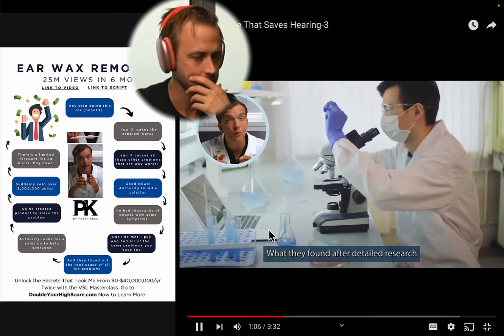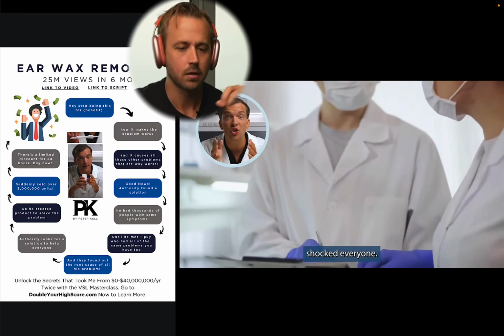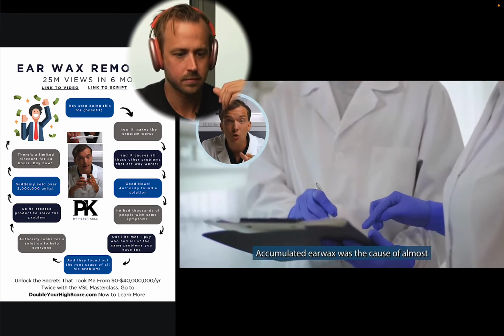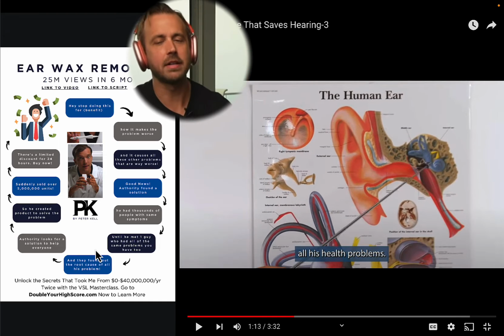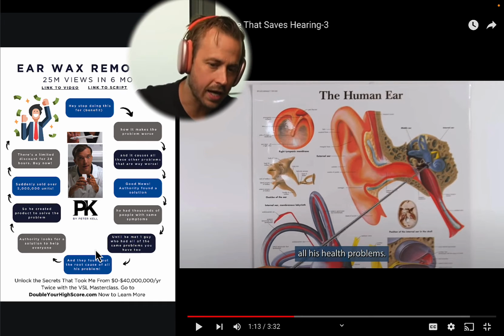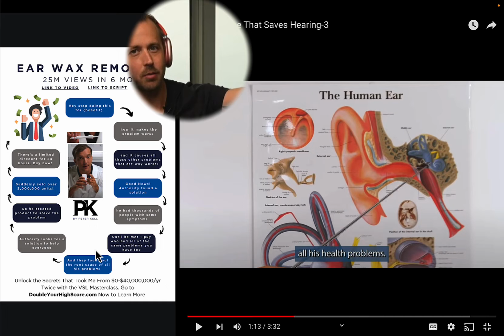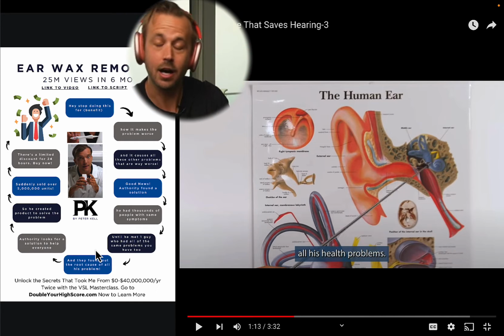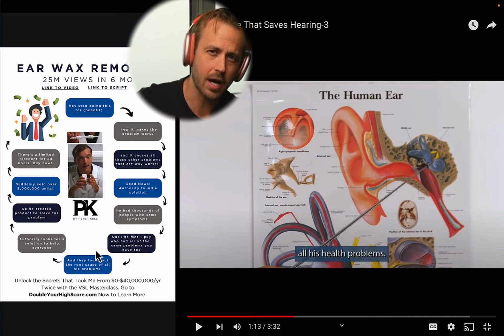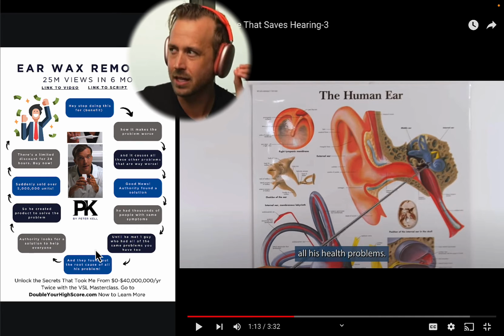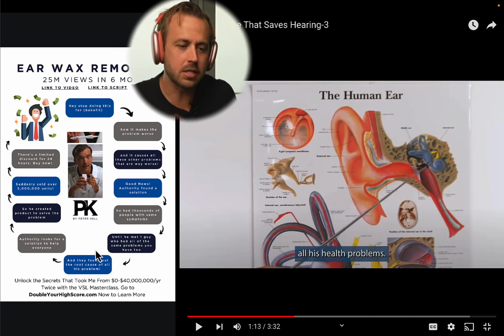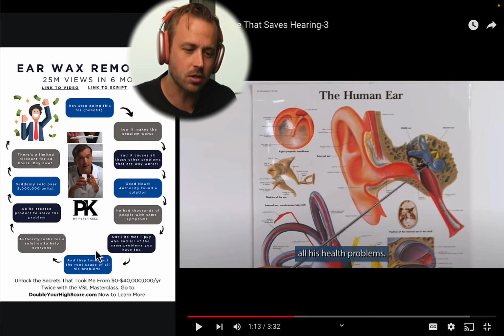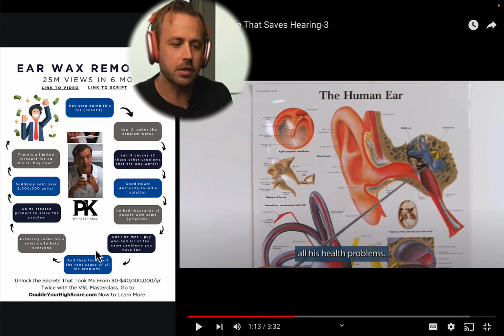What they found after detailed research shocked everyone. We did some examining. Accumulated earwax was the cause of almost all his health problems. They found out the root cause of his problem, the same root cause we explained before. It was like, boom, this is the root cause of your problem. Here's the story of how we discovered it. So when you're selling a product, think about what the story is, how did people discover this was the root cause of the problem? That's the root cause discovery story, right?